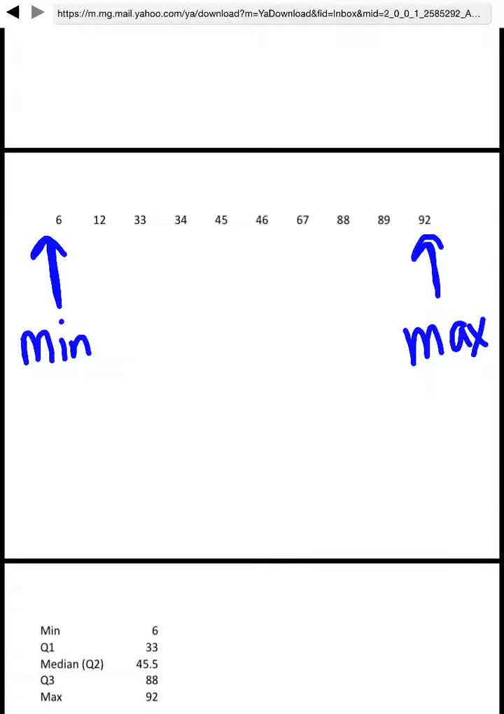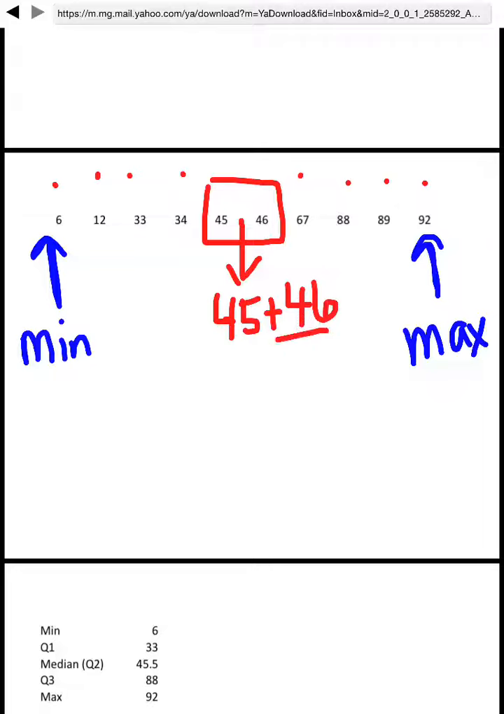Okay, so we are going to find Q2 by pairing. So for example, I'm going to pair 6 with 92, and then 12 with 89, 33 with 88, 34 with 67. Now I can see that I have two middle numbers. I cannot have both 45 and 46 be Q2. I need only one middle number. So when you have two middle numbers, you need to take the average. So 45 plus 46 divided by 2 is going to be our Q2, or the median, which is denoted by a capital M, which is 45.5.